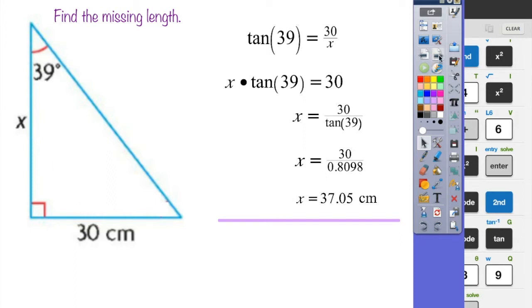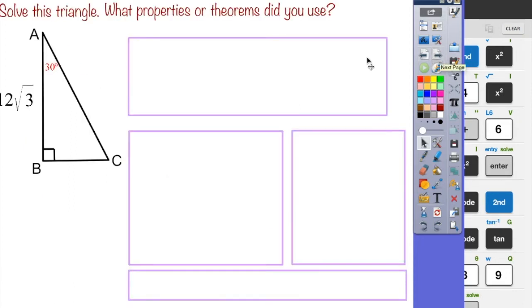Okay, let's try another example. Okay, in this exercise, we need to solve for this triangle, and we're going to list the properties or theorems that we used. Okay, so we have a triangle ABC that is a right triangle with angle A measuring 30 degrees, side AB measuring 12 square root of 3.